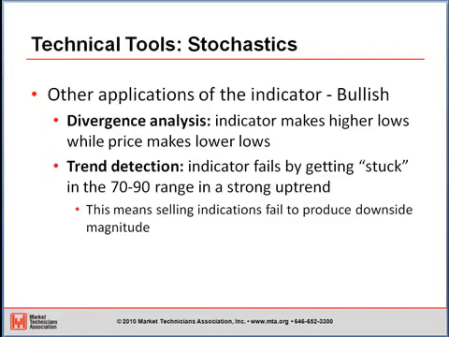Trend detection. The indicator starts to fail by getting stuck in the 70-90 range in a strong uptrend in a bull market. What this means is selling indications fail to produce downside magnitude. This is again why when you're buying using the stochastic, you have to make certain that you're in an uptrend and then not take sell signals, simply raise stop losses or some such risk management measure when the stochastic is above 80.